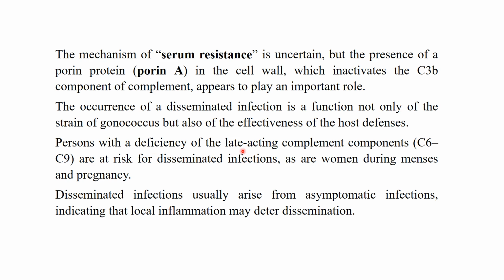Persons with a deficiency of the late-acting complement components, that is C6 to C9, are at risk for disseminated infections, as are women during menses and the pregnancy or gestation period. वो पर्सन जिसमें C6 to C9, जिसको हम लेट एक्टिंग कम्प्लीमेंट प्रोटीन कहते हैं, डिफिशिएंट होंगे, उसमें disseminated infection के चांसेस ज़्यादा होते हैं. Mainly it occurs in women during the reproductive cycle and the gestation period. Disseminated infections usually arise from asymptomatic infections, indicating that local inflammation may determine the dissemination.